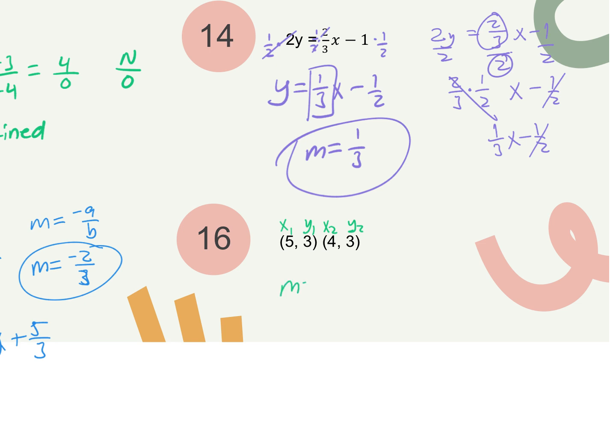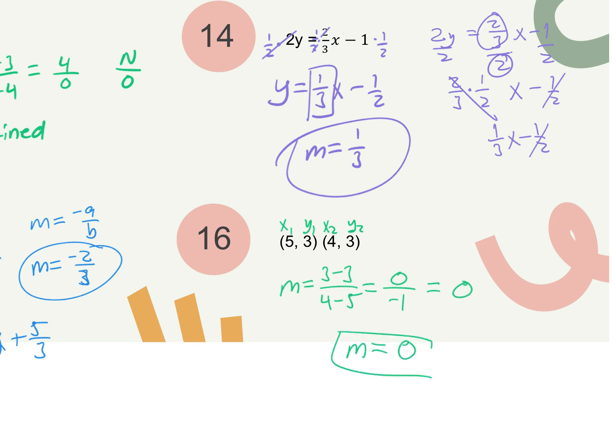All right, so our slope is going to be y2 minus y1. So we have 3 minus 3 over x2 minus x1, which is 4 minus 5. And then we get 3 minus 3 is 0, and 4 minus 5 is negative 1. Now 0 on top, this is okay, right? This is just 0. So we get here m equals 0.